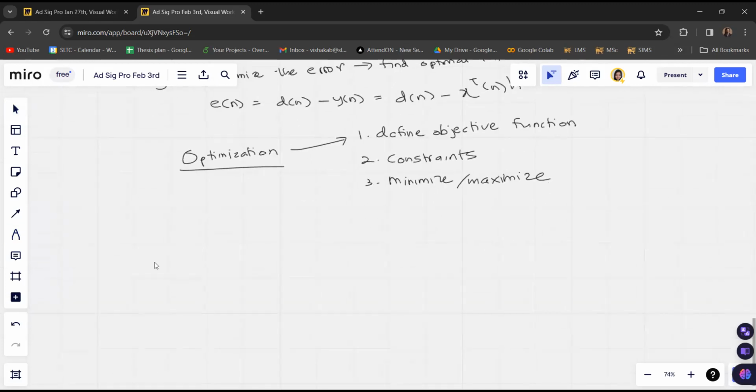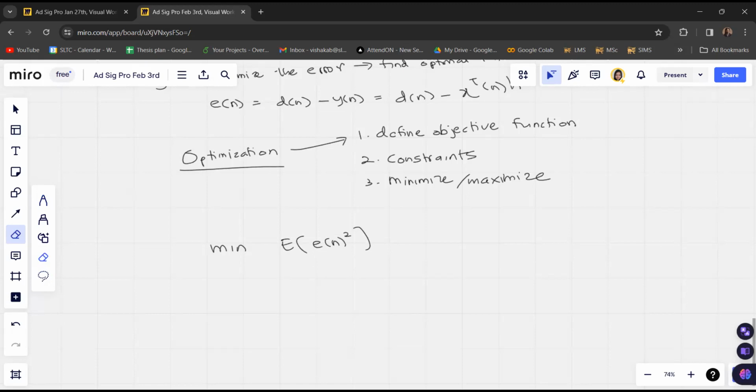the optimization problem where we have an objective function equal to a function which is like this. So minimizing the squared value of the error, so that we are able to find the optimal filter coefficients. So minimizing the mean squared error. So this is how it goes.